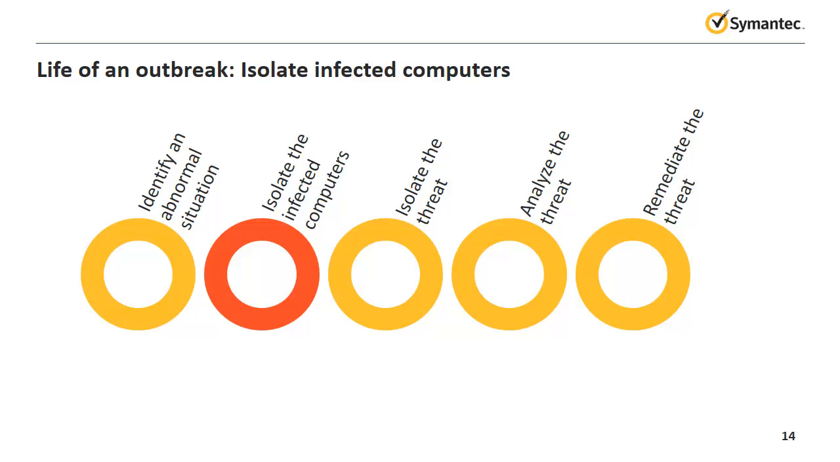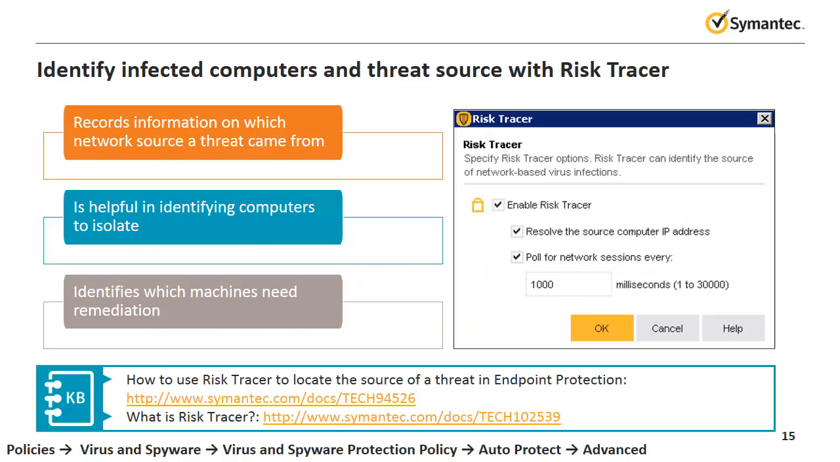When identifying an abnormality, isolate the infected computers. Risk Tracer is a good way to identify infected computers. It's an optional feature for incident response enabled in the high security policy. Risk Tracer records the source of the threat. This enables you to identify and repair the root of the virus outbreak. It also helps you decide which machines need to be isolated. For more information on how to use Risk Tracer, see the KBs on the screen.